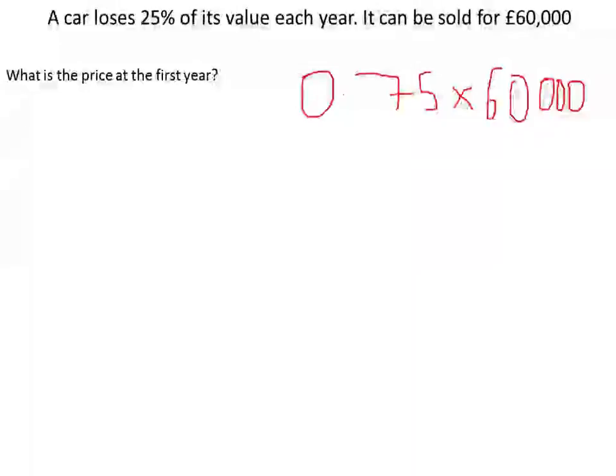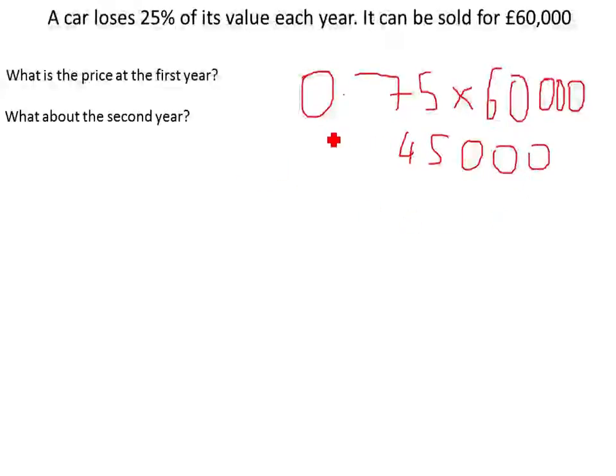So the answer to that would be 0.75 times 60,000. I can't do that in my head. You can use the calculator. I think it's 45,000.